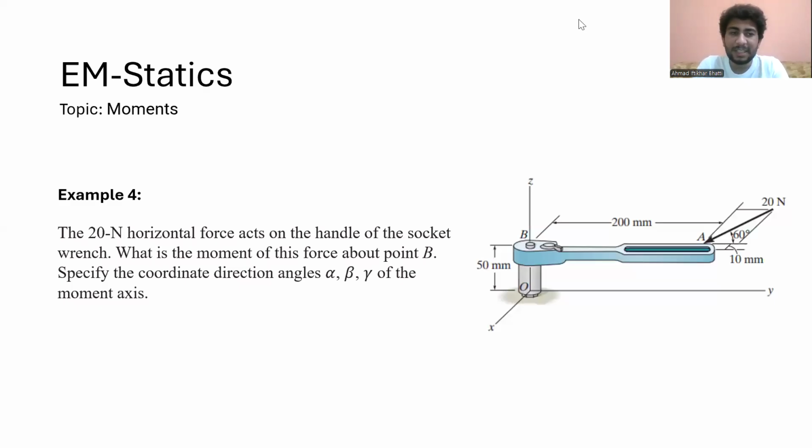So you see, this is example 4. And in the example, we are given that a 20 Newton horizontal force is acting on the handle of the socket wrench. And you see, we have to find the moment of this force about point P. So in order to find this moment, let's draw our position vector R between the points B and A. I would say we have to also find the coordinate direction angles alpha, beta, and gamma of the moment axis.